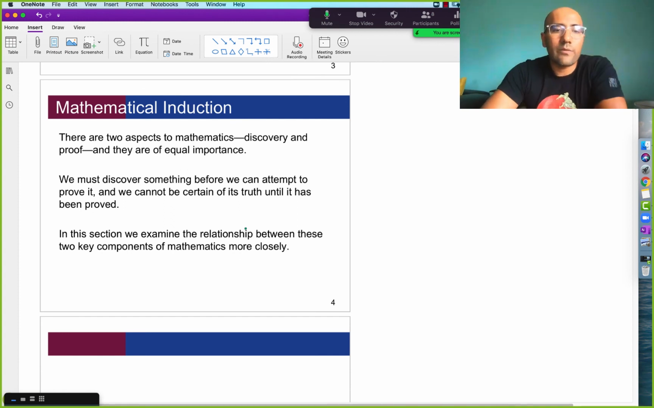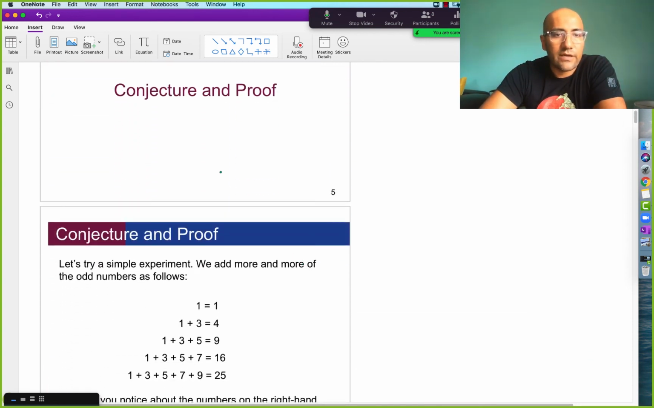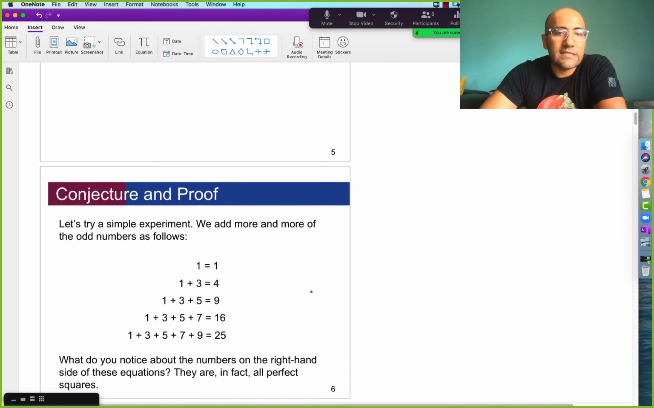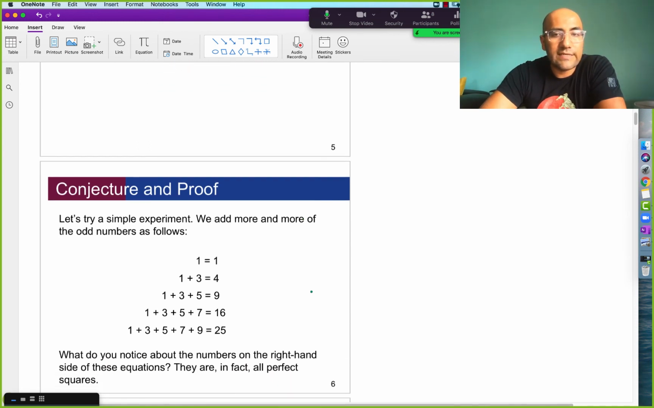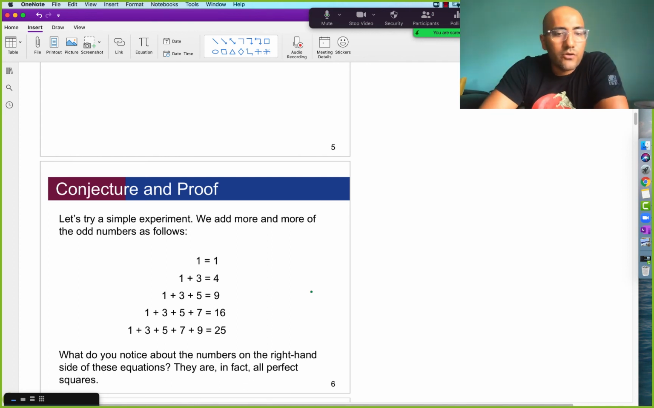Okay, so now we're going to look at another style of proof, which is called an induction proof. Okay, so first we have a conjecture. A conjecture is an idea, right? Someone has a brilliant idea, they notice a pattern. So here's an example. Some brilliant person long ago noticed that if we start adding the odd numbers, a pattern emerges. Of course, the first odd number is a 1.